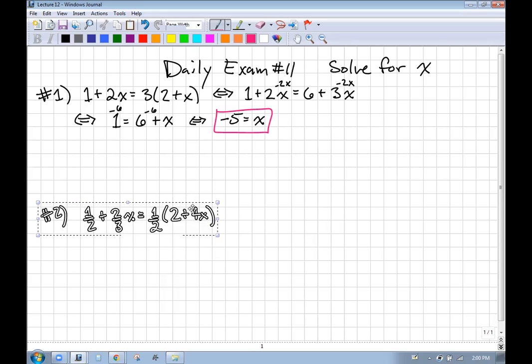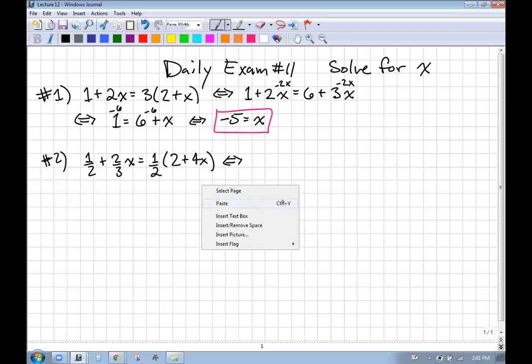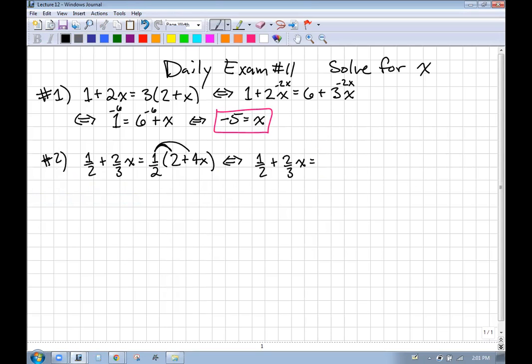It's going to be done the same way. It has fractions, so that makes it kind of a pain, but we can still handle it. We're going to get a new equation here. We'll keep it the way it is, but we have to distribute the 1/2 across. 1/2 times 2 is 1. 1/2 times 4 is 2. All right, so all we did was distribute the half to get rid of the parentheses.